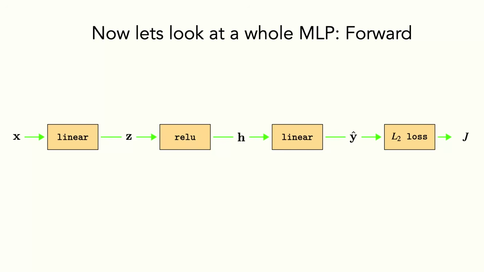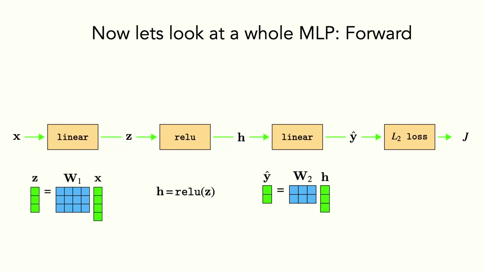So now let's look at a whole multi-layer perceptron. What happens when we put all these operations together? First, you have some linear layer. Then you have some activation function, in particular here, a ReLU. Then you have another linear layer, so now we have weights 1, weights 2. And then you calculate some loss based on the difference between your output and the ground truth.